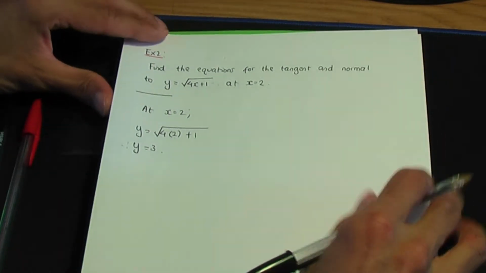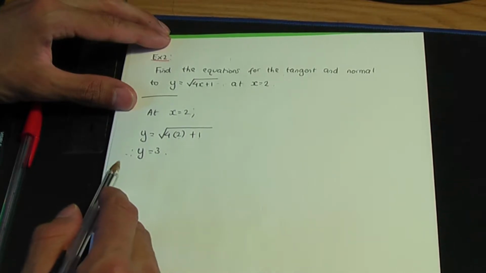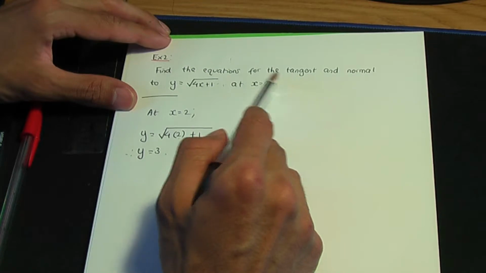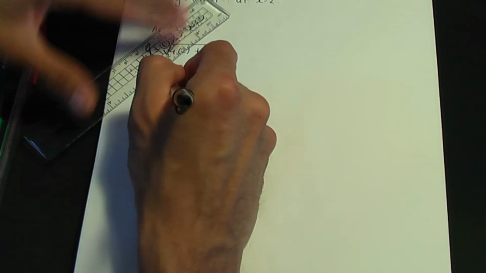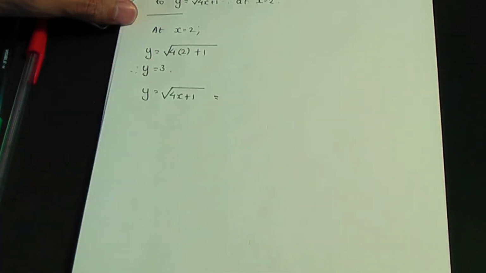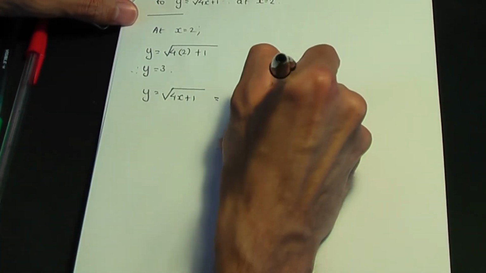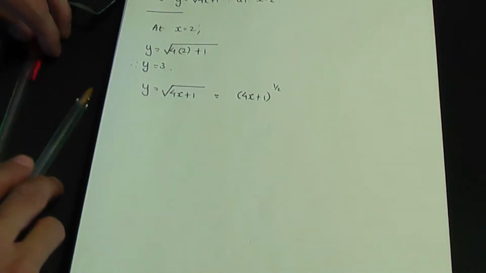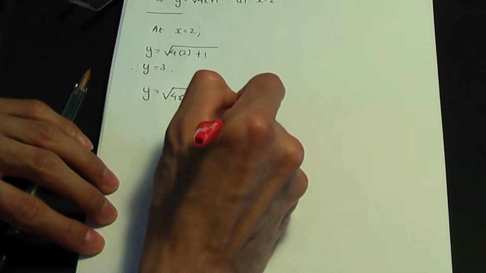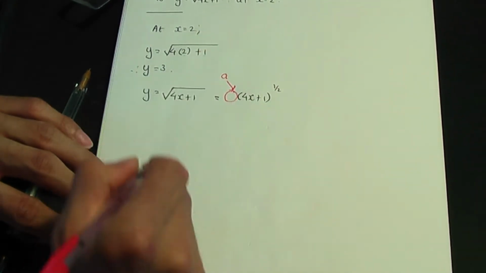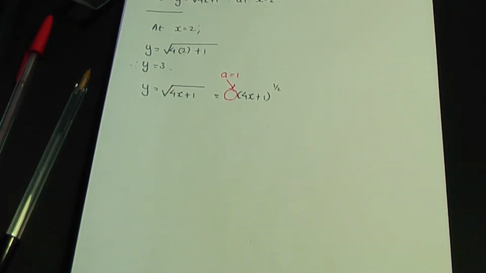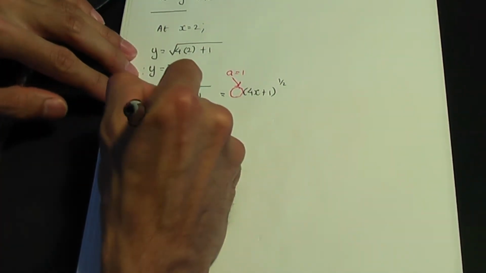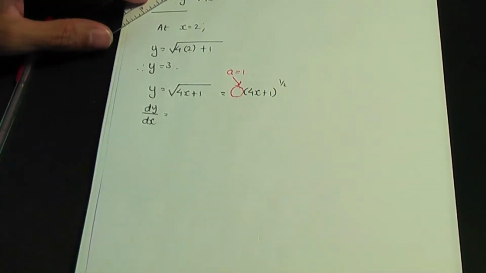Now, for the equation of the tangent and normal, we need dy over dx first, in order to work out the gradient of the tangent. So let's work out dy over dx. y is the root of 4x plus 1. Before I differentiate, let me rewrite that as 4x plus 1 to the power of half. Let's see which rule we can apply. Looking at this function, the term in front is a, but our a is 1, a constant, so we can apply the chain rule related result that we've seen to work out dy over dx.